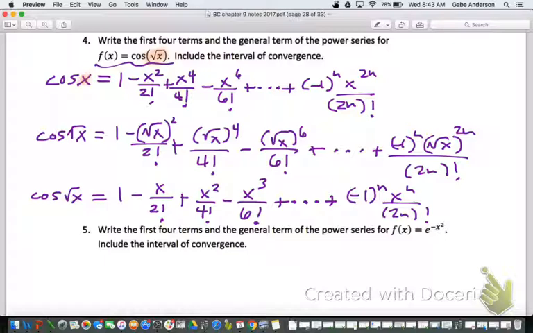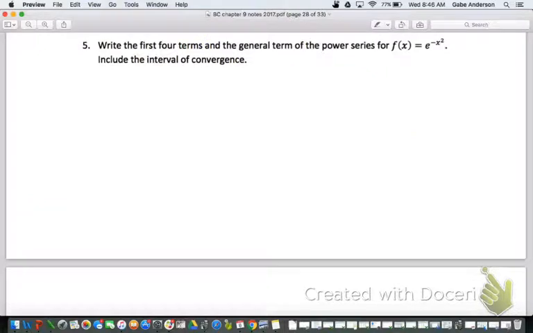So I'll tell you what, let's do half of 5, and perhaps we'll open with the other half when I see you next time. Okay, so number 5. Write the first 4 terms and the general term of the power series for f of x equals e to the negative x squared. So let's start off with this. Does this look like a series that we know? Of course it does. It looks like e to the x. We've seen this function several times before.